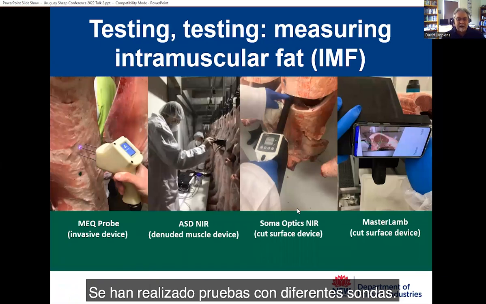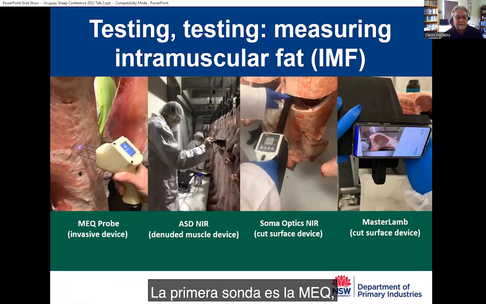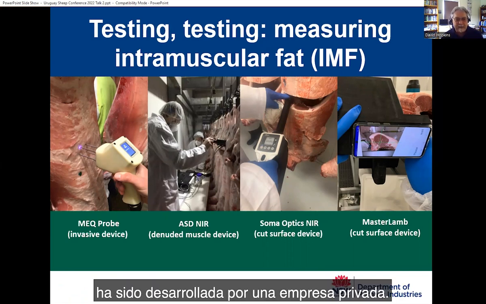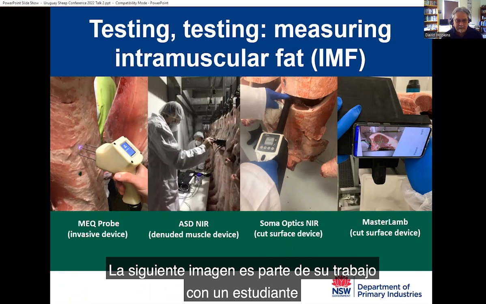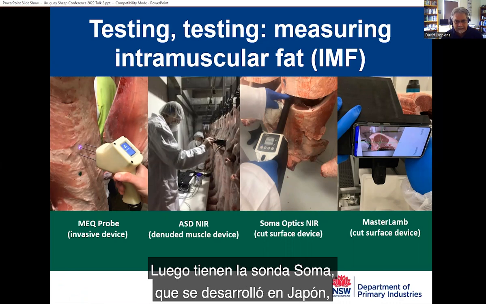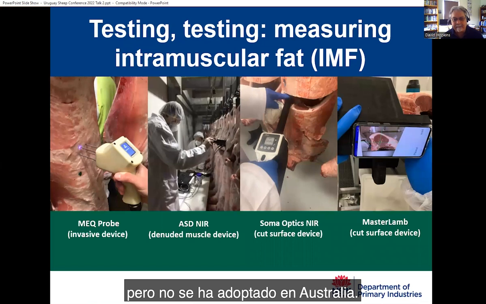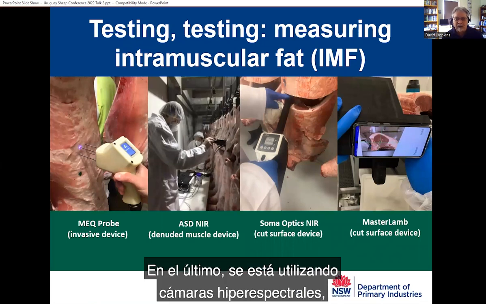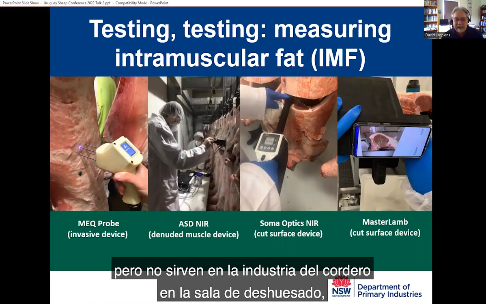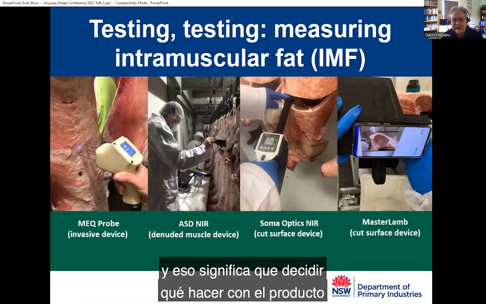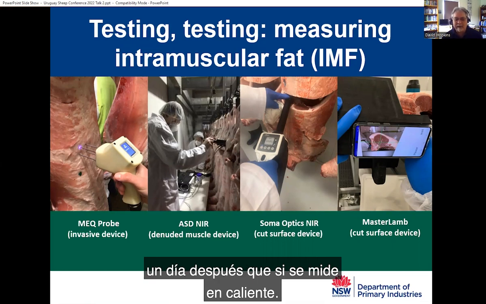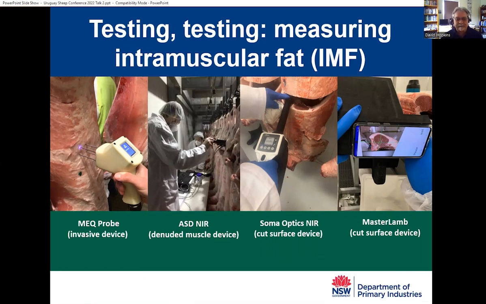So there's been testing going on with a number of different probes. The first probe is the MEQ probe. This is like a private company that's developed this probe. The next shot shows some of our work with an honours student there measuring on the topside. And then they've got the Soma, which has been developed in Japan, but it hasn't been adopted in Australia. And then the last one is really using hyperspectral cameras, but they're only any good in the lamb industry in the boning room. And that means that you've got to make the decision then about what you do with the product one day later than if you can measure hot.